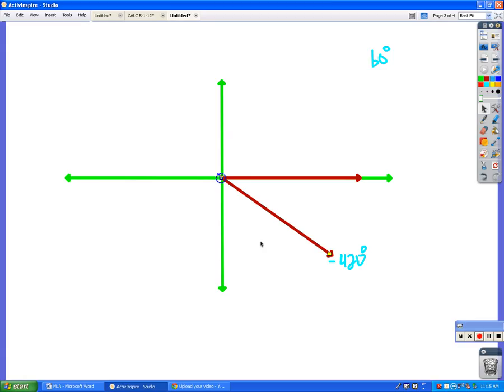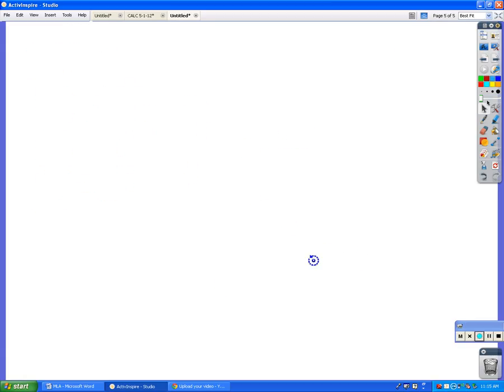Coterminal means where it lands on the same point. How does it match up? Because the other one was negative 60, so it goes down. They match up with your graph.